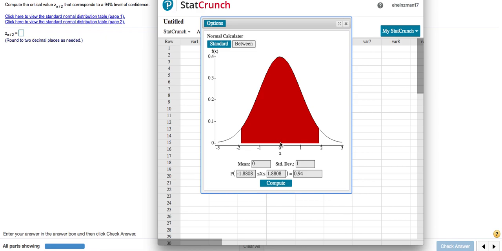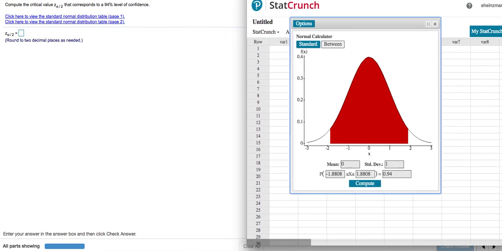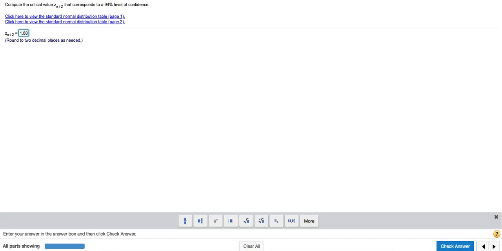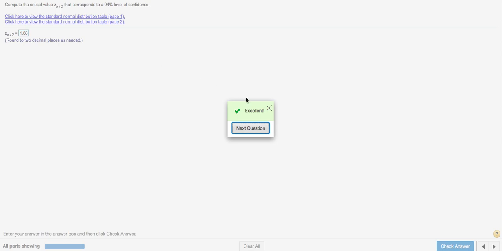If you start at the middle, and you want to go an equal amount in both directions and accumulate 94% of the data, these would be the two z-scores that do that for you. Notice that one is just the negative of the other because you're going an equal distance in both directions. The value that we should put here is going to be the positive solution. So in this case, if we're rounding to 2 decimal places, that is 1.88. So that's it. Using StatCrunch, there is no other work to do other than to click here. I'll put 1.88, and that's the correct answer.